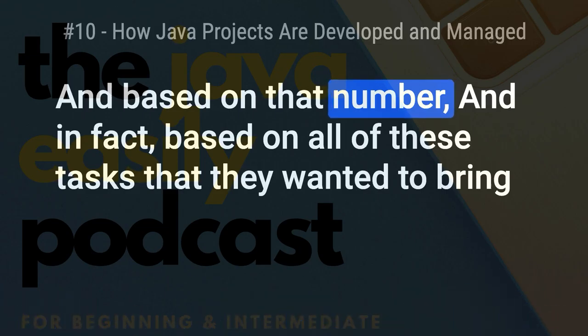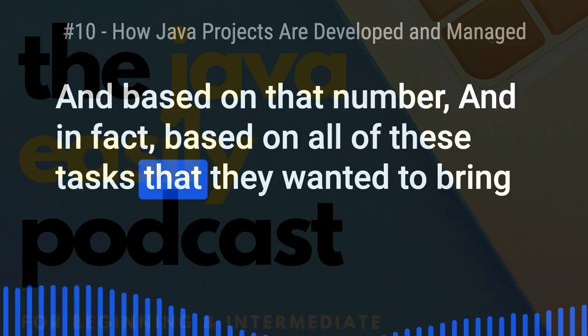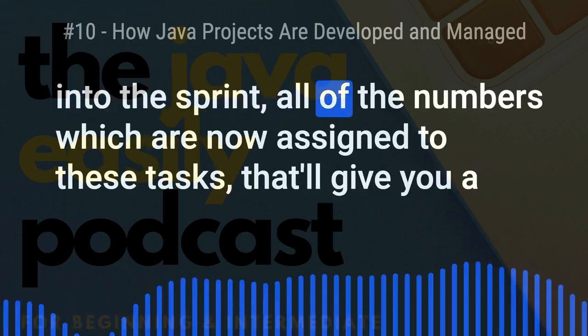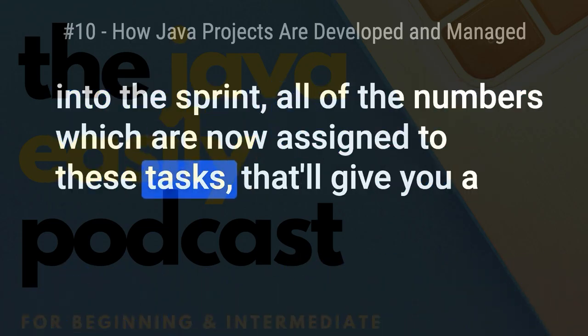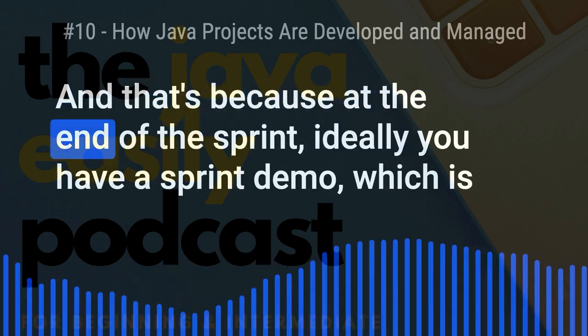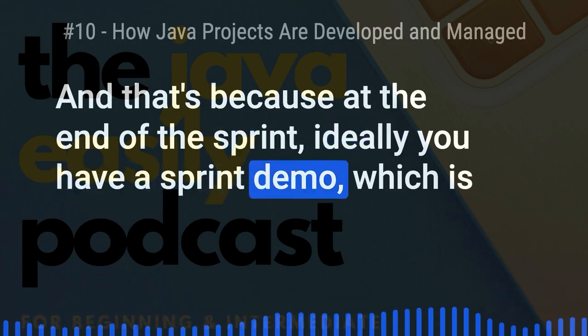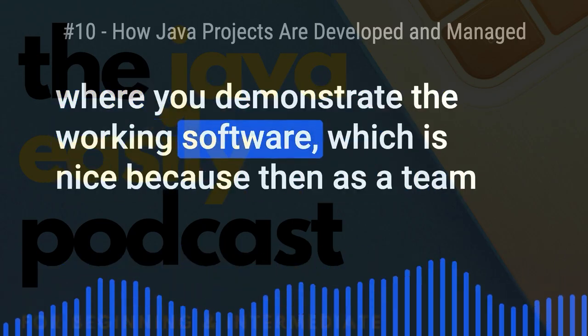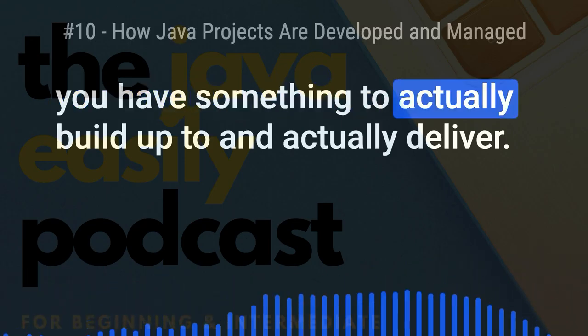And based on that number, and in fact, based on all of these tasks that they wanted to bring into the sprint, all of the numbers which are now assigned to these tasks, that'll give you a good idea of how much work you can actually complete. And that's because at the end of the sprint, ideally you have a sprint demo, which is where you demonstrate the working software, which is nice because then as a team you have something to actually build up to and actually deliver.